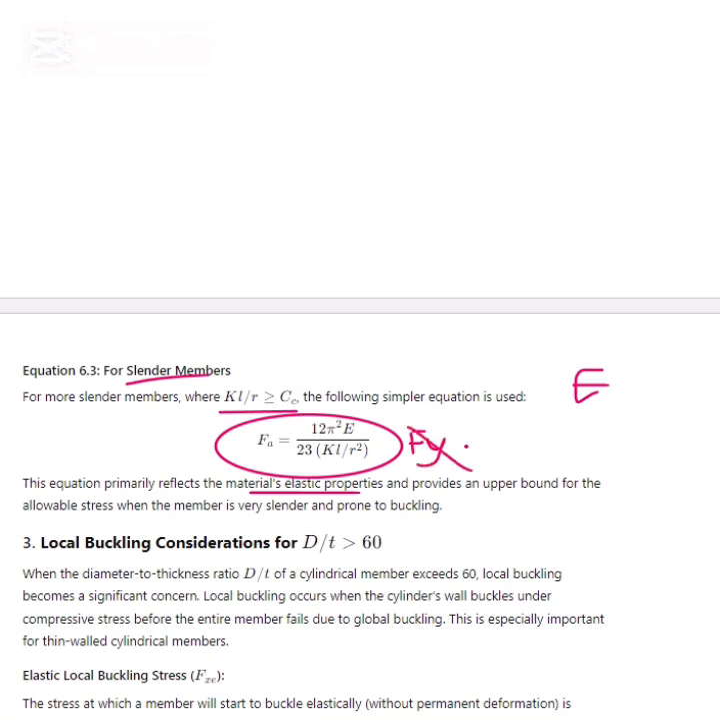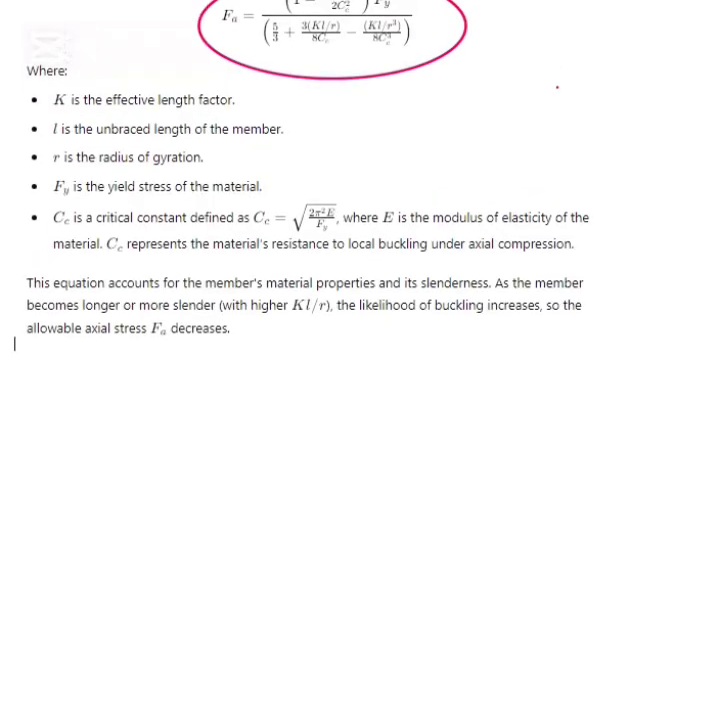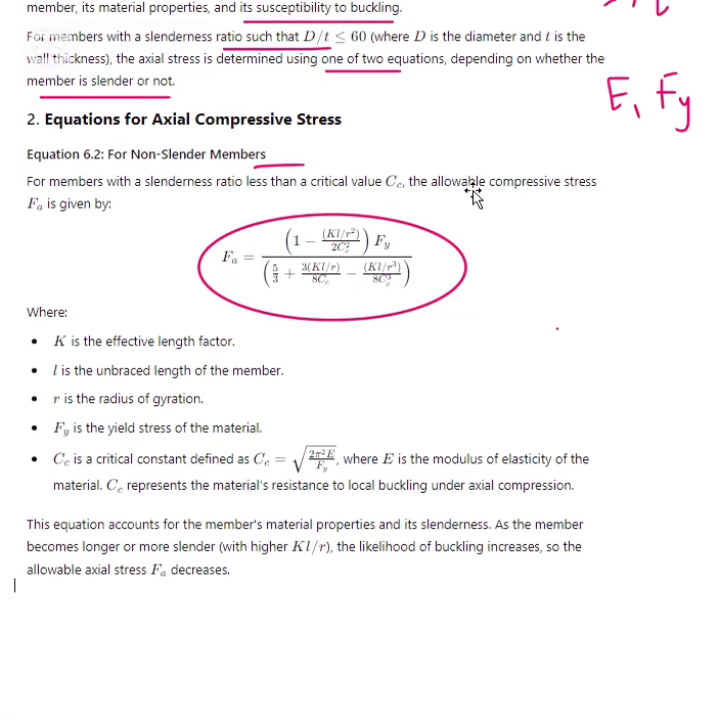This value does not depend upon the yield value. If the member is slender, it does not depend on the yield value for the allowable axial compressive stress. This equation primarily reflects the material's elastic properties and provides the upper bound for the allowable stress where the member is very slender and prone to buckling. This applies for a D by t ratio less than 60. If it's more than 60, then we need to consider another factor, local buckling also.